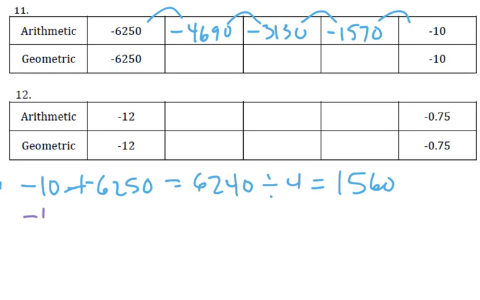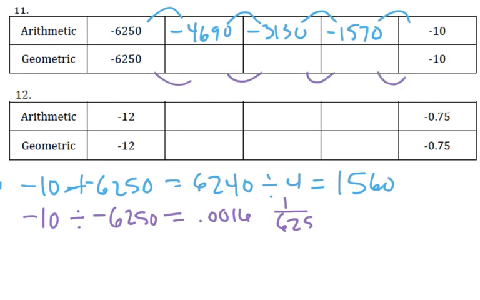Alright, then the geometric version, negative 10 divided by negative 6,250 gives us 0.0016, if I do it in the calculator. As a fraction, that's 1 over 625. Okay, doesn't matter which one you use. Then we've got 1, 2, 3, 4, so we take the fourth root of these.